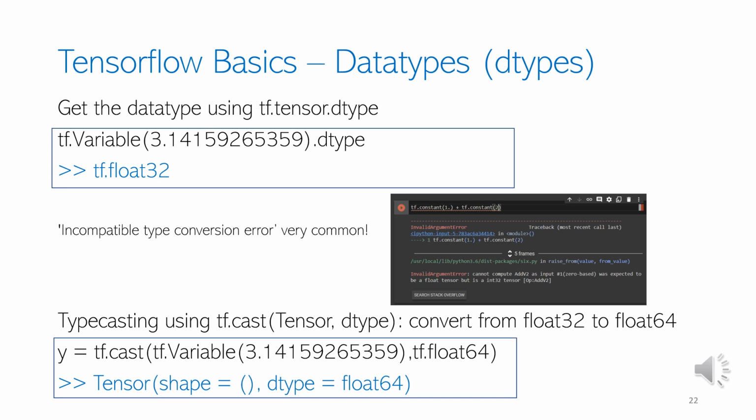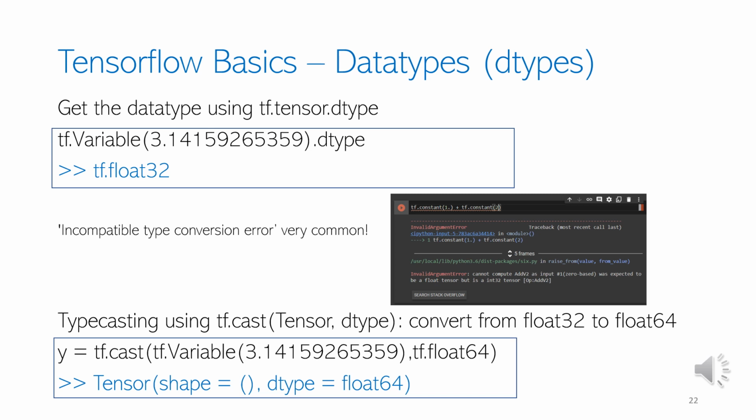initialization value. But note that incompatible type conversion error is very common. For example, in this piece of code, you see that I'm adding two tensors. One is initialized with value 1.0, another one is initialized with value 2. So the first one is by default a float32 tensor, the other one is an int32 tensor. And you cannot add these together because they don't have the same dtype.